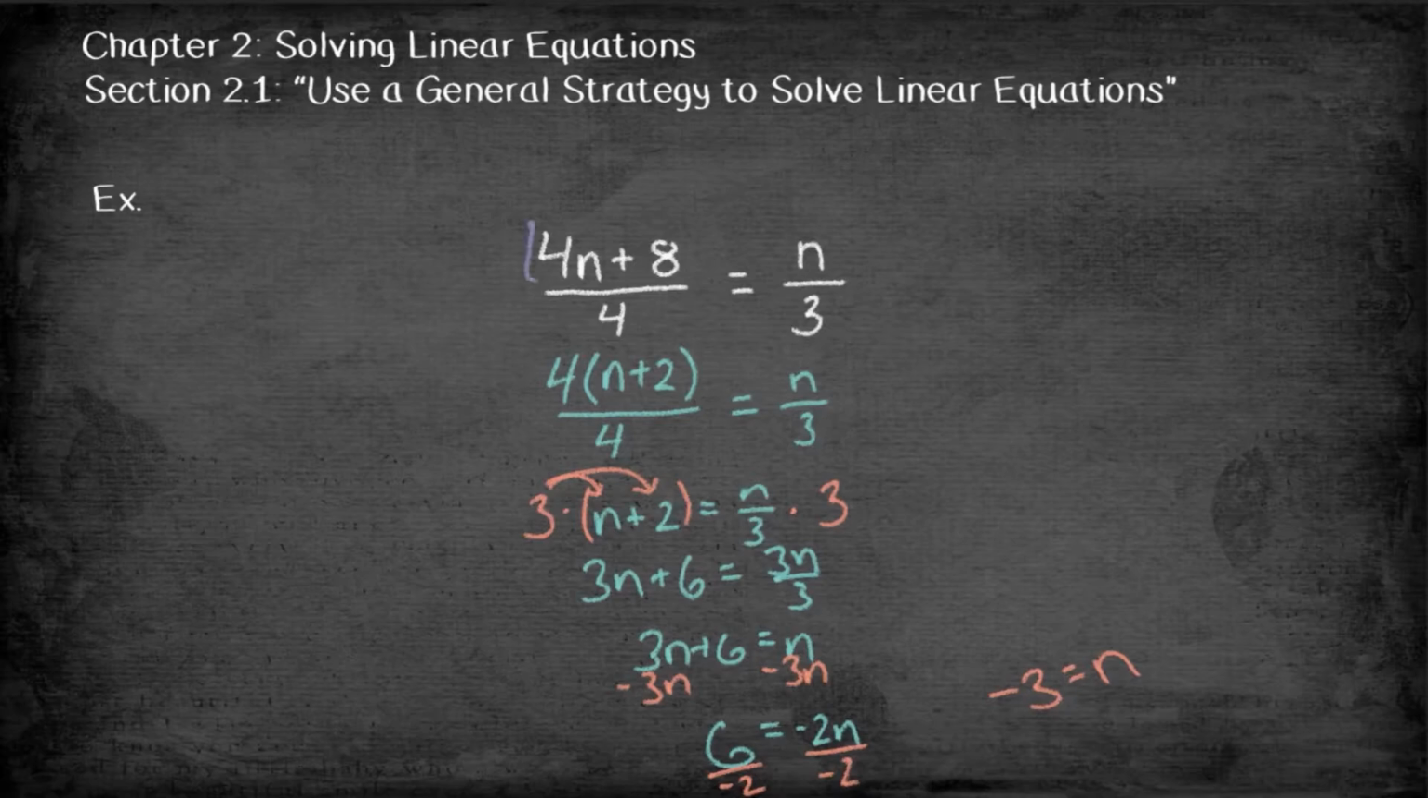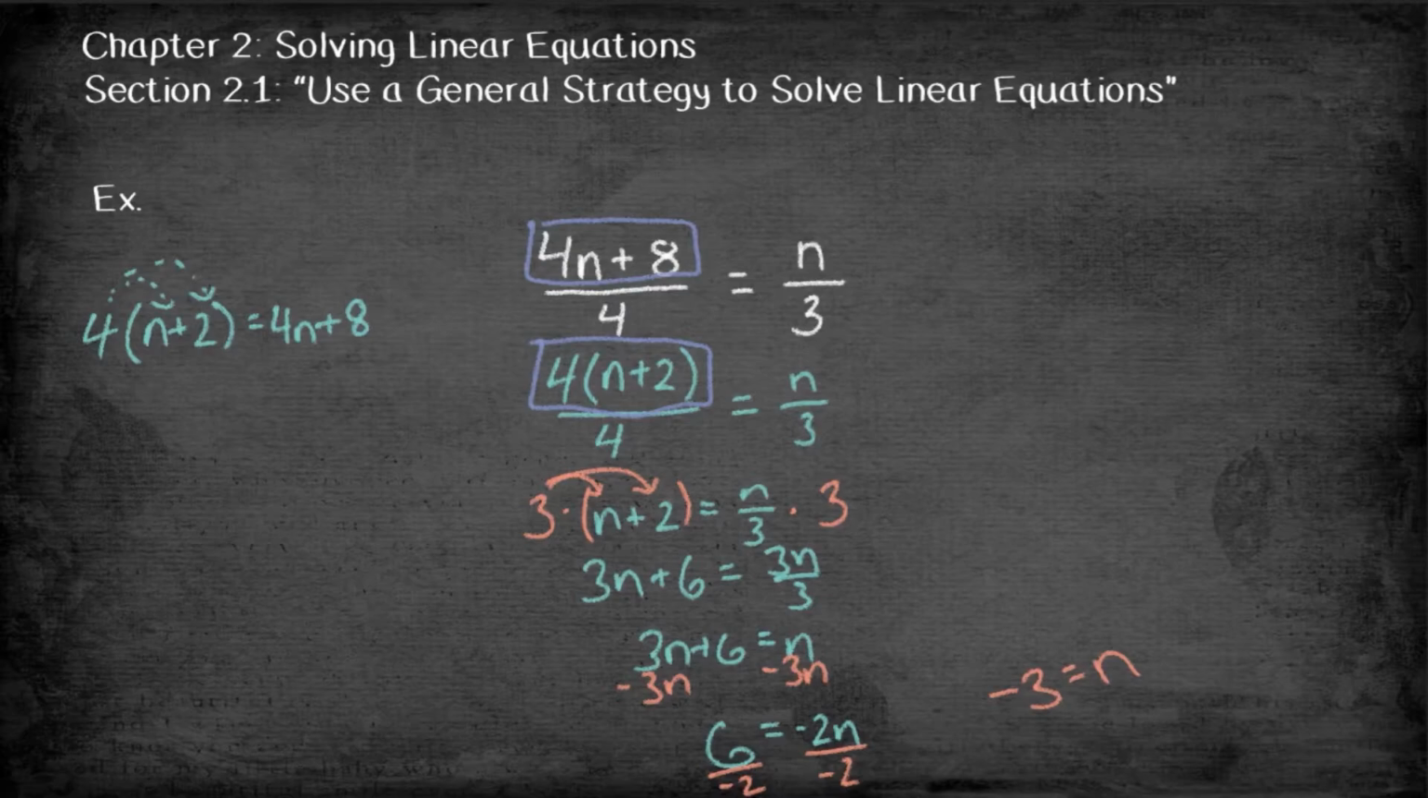So let's take a little bit of a closer look at this step here, which is perhaps mysterious, but 4 times n plus 2, you can check distributes as 4n plus 8. So they really are the same thing. And being able to go in this direction is also going to be useful for us. So it's something to keep in mind for the future. We'll have more practice with it later on.